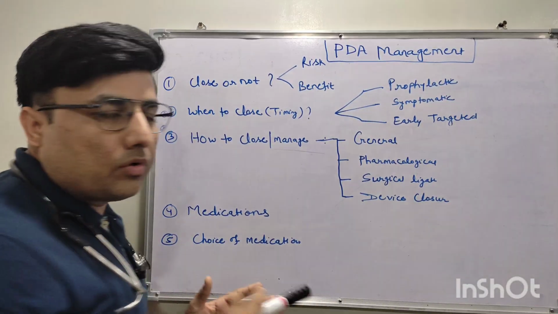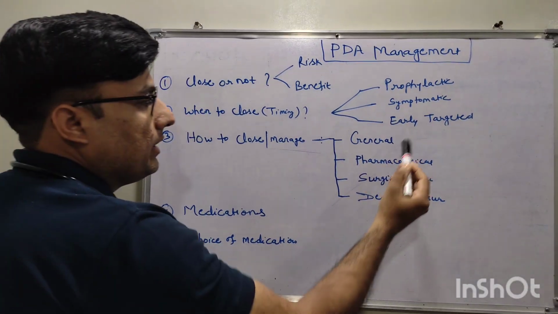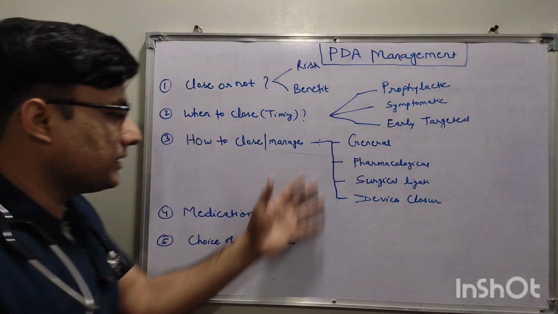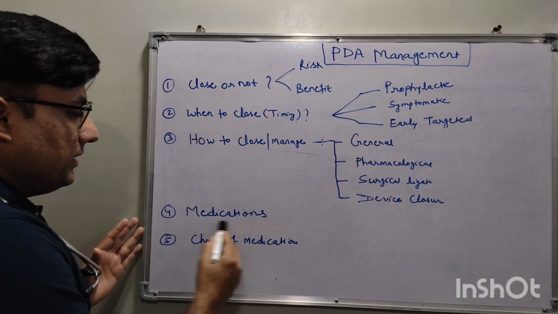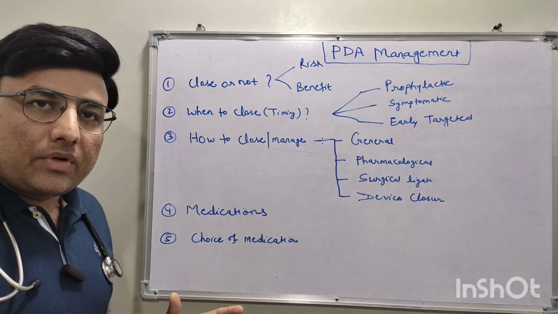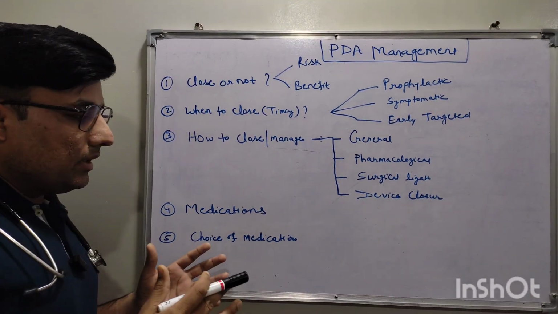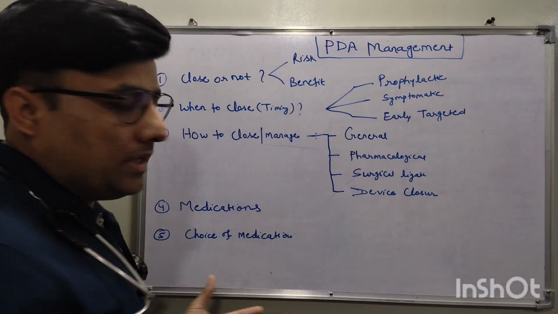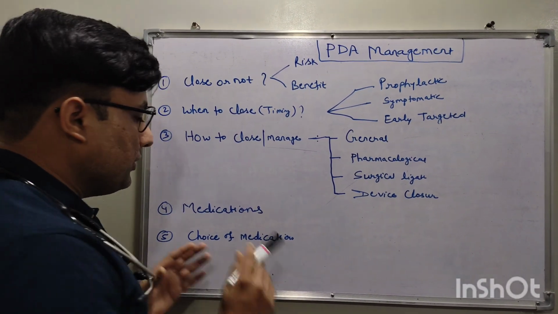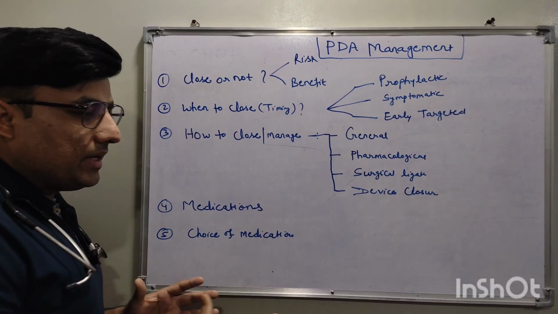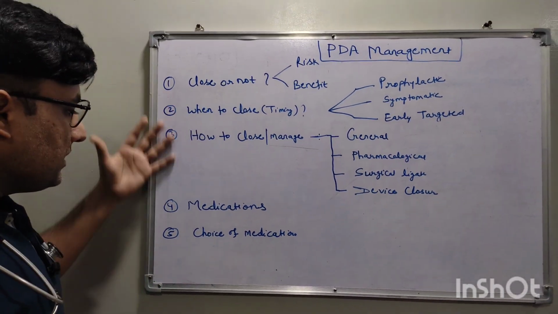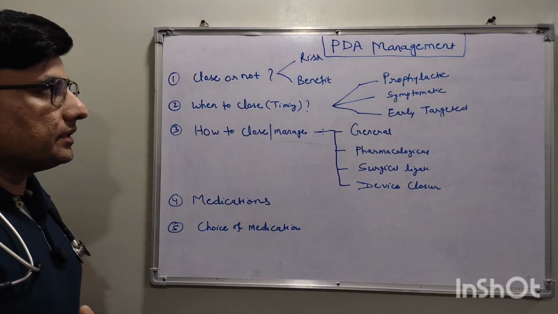First is the general or non-pharmacological management of the PDA. Second, pharmacological, then surgical ligation or device closure. Then we'll see what different medications are available for PDA closure, what the side effects are, what the indications and contraindications are, and what the efficacy is. Then we'll see the choice of medication depending on the efficacy, side effects and contraindications, which is the best. So these things we will discuss in the coming 10 minutes.